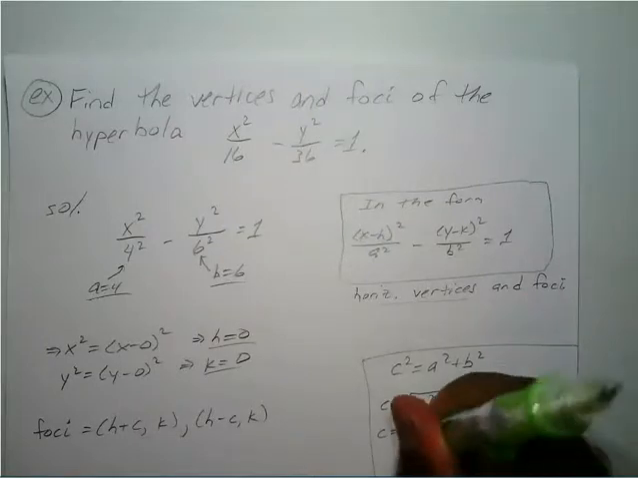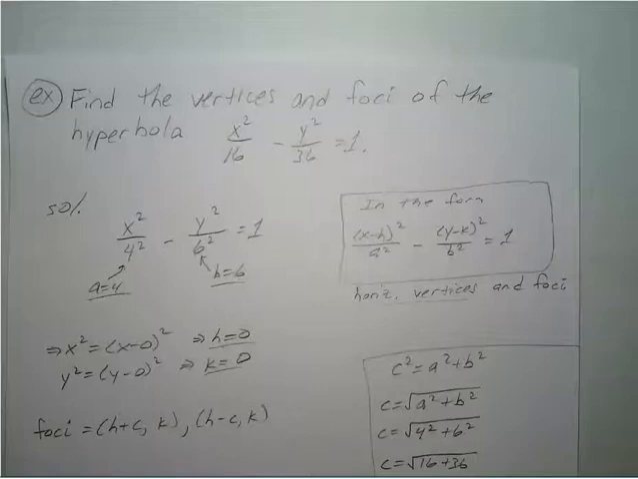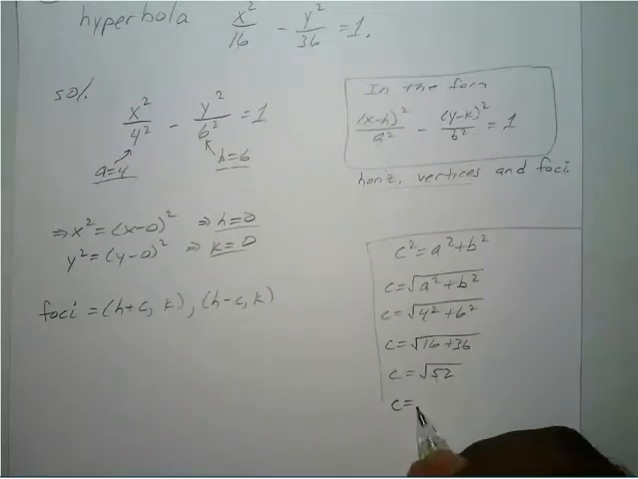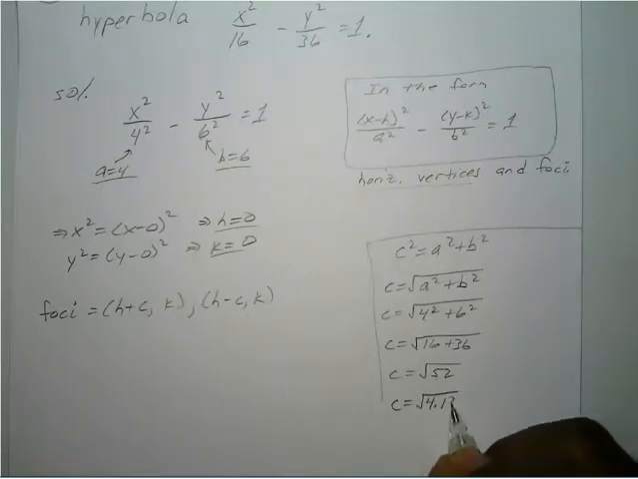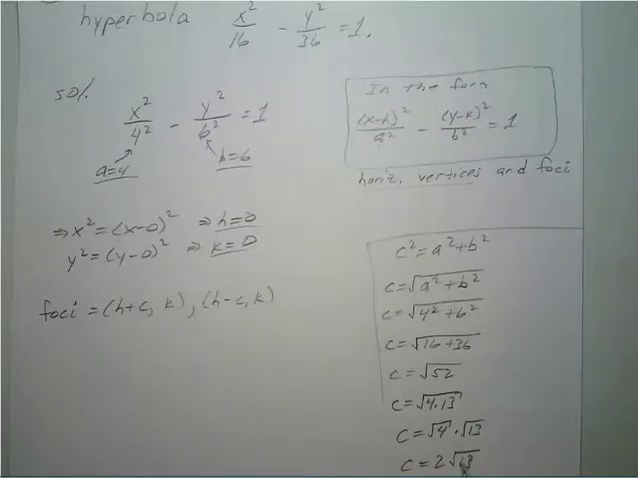Let me clean that up a little bit. There we go. Which means c is equal to the square root of 16 plus 36, or c is equal to the square root of 52. Now we know that 52 is equal to 4 times 13, so it's the square root of 4 times 13, which can be separated. So c is equal to the square root of 4 times the square root of 13, which means c is equal to 2 square root of 13.